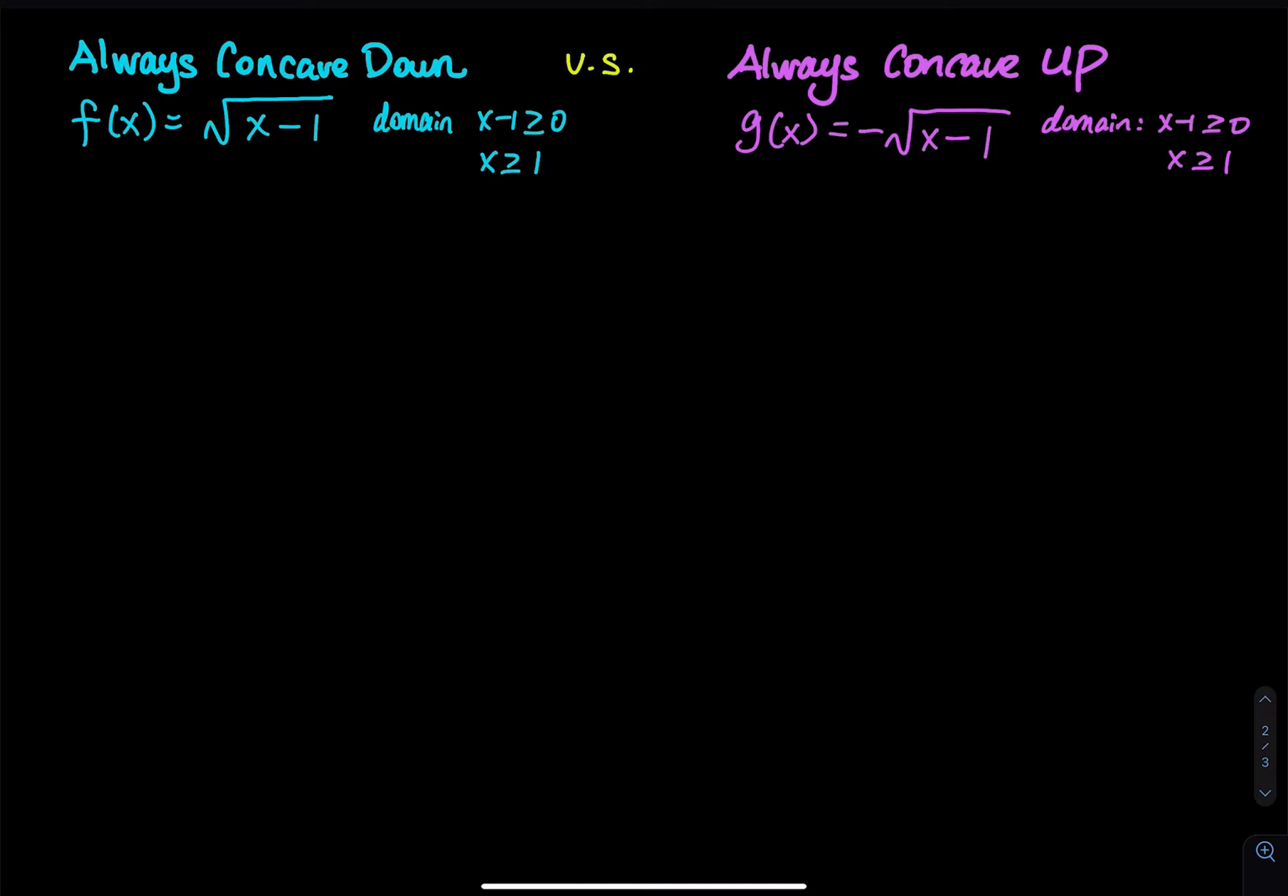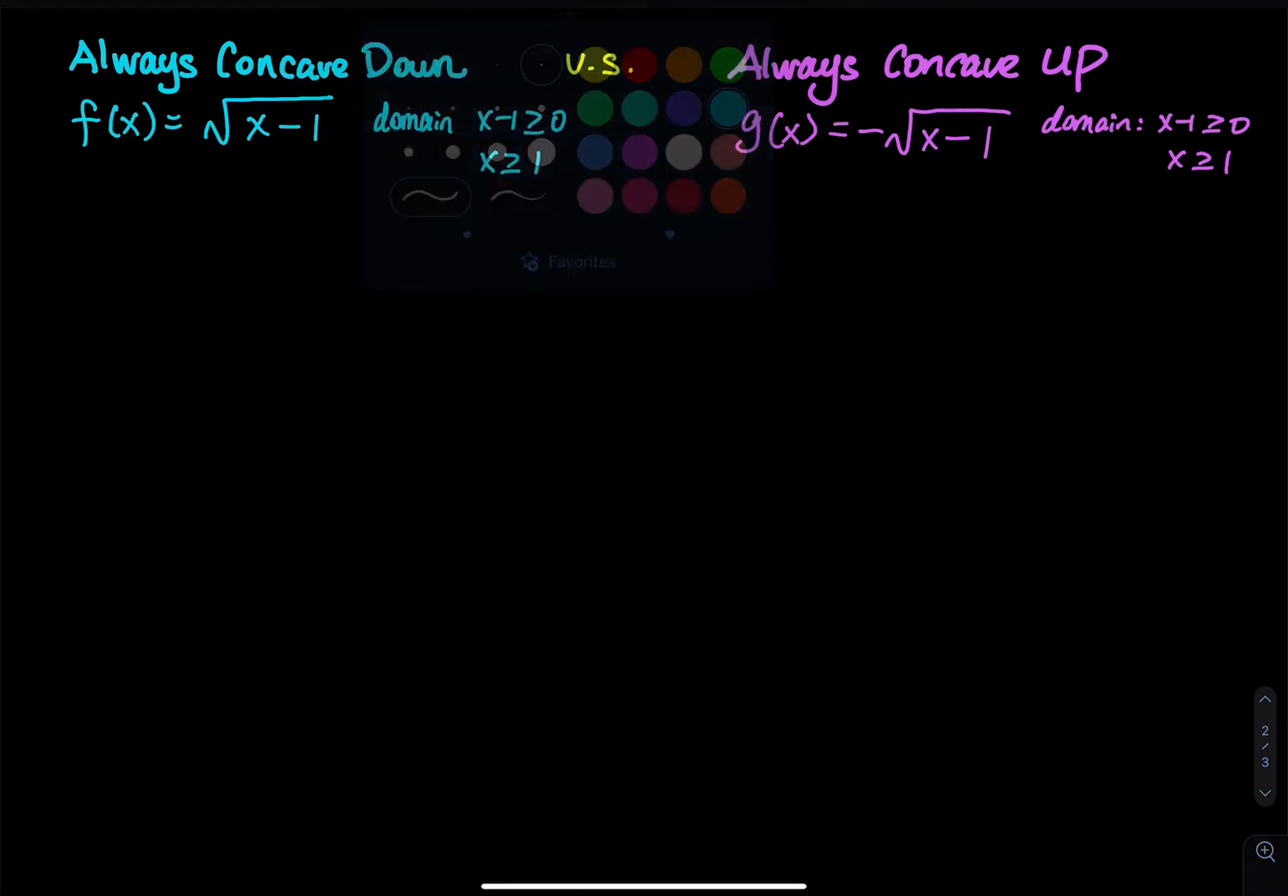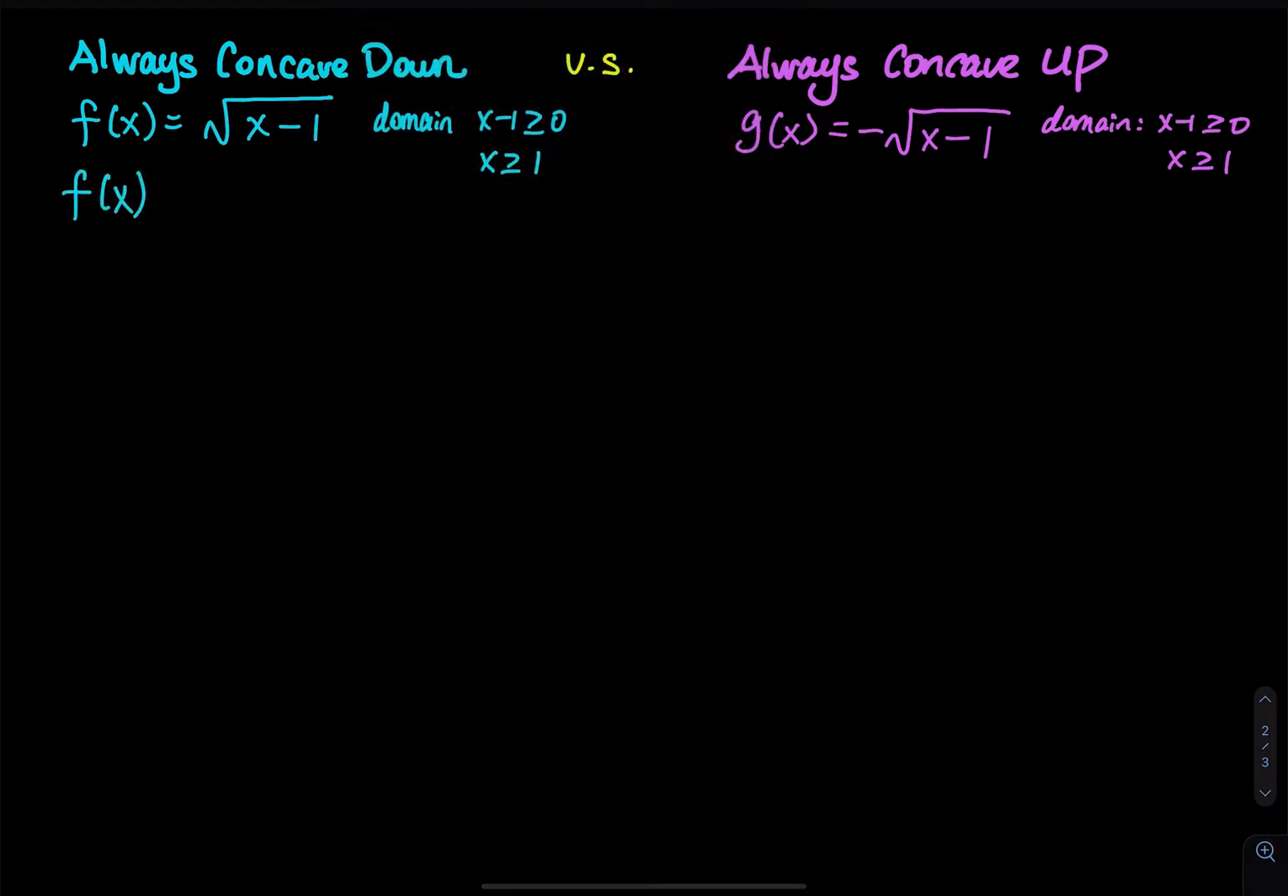Okay, so to study the concavity, we have to go down to the second derivative. For the first derivative, let's match the color. Let's do blue. So f prime of x, we bring the 1/2 down, and then x minus 1 raised to the negative 1/2, and then by chain rule, when we take the derivative of the radicand, that is equal to 1, which doesn't affect anything.